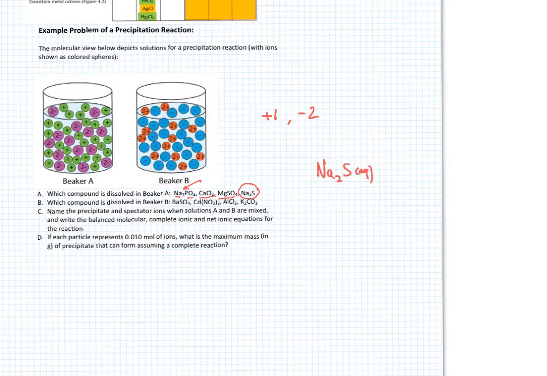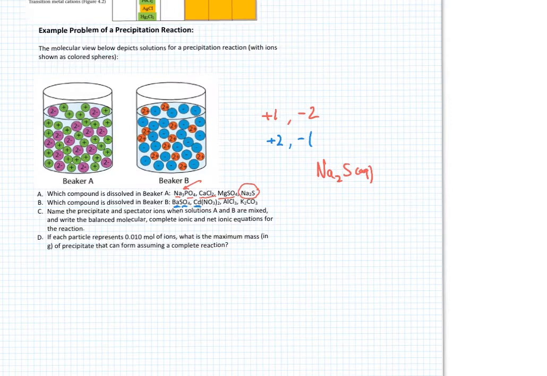Okay, likewise, problem 2, and by the way, you can stop the video and answer this yourself. So problem 2, which compound is dissolved in beaker B? I'll change the pen color just so we're talking about beaker B here. We've got a +2 ion and a -1 ion. And I've got a couple different possibilities here. I got barium sulfate. Barium's +2, that's a possibility. Sulfate is also a -2, so it can't be that one.